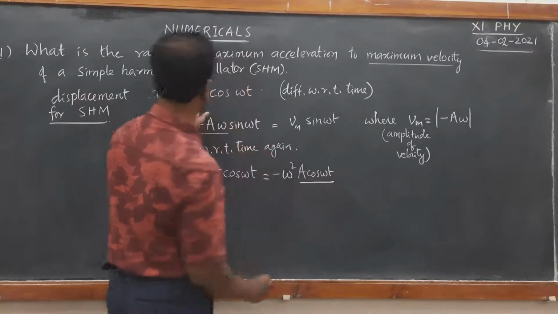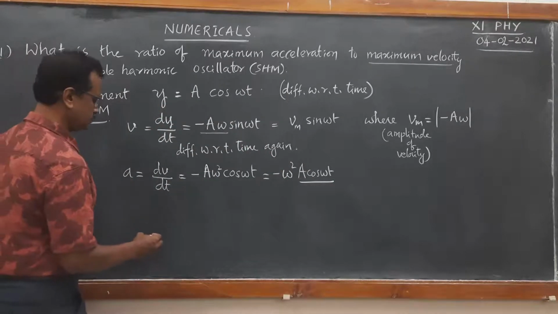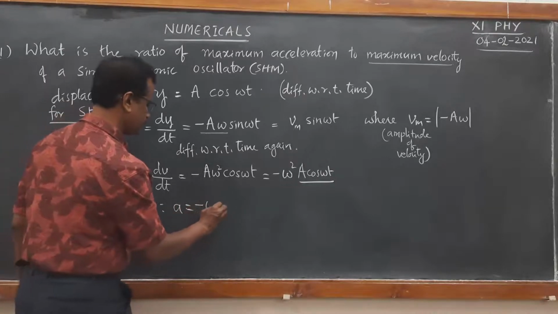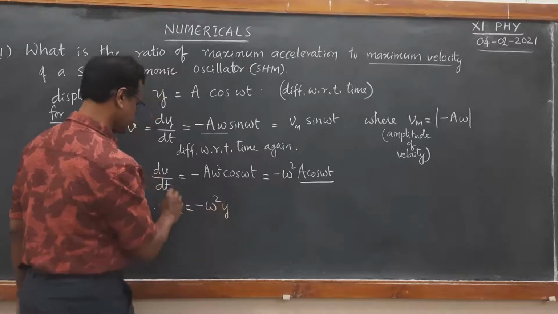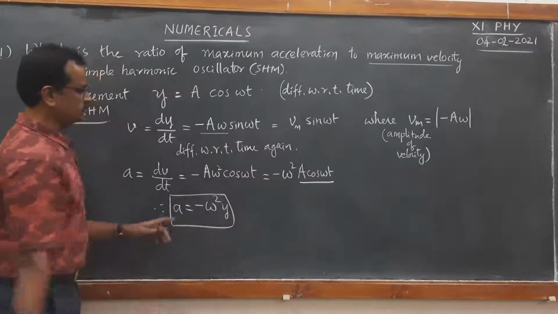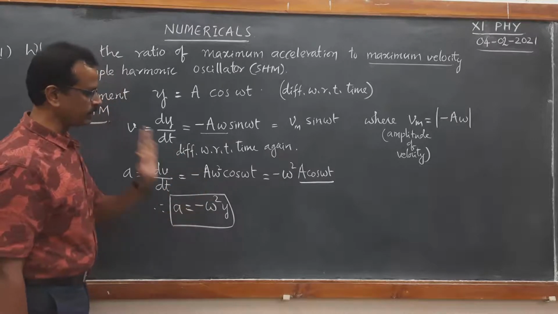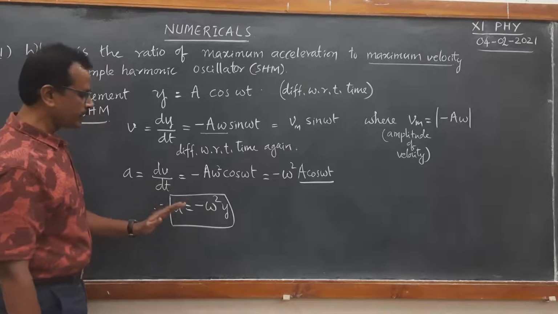And what is A cos omega t? A cos omega t is nothing but the displacement. Therefore, a is equal to minus omega square y. This is to say that the acceleration is directly proportional to the negative of displacement. We are not interested in this unless we are asked to prove this.